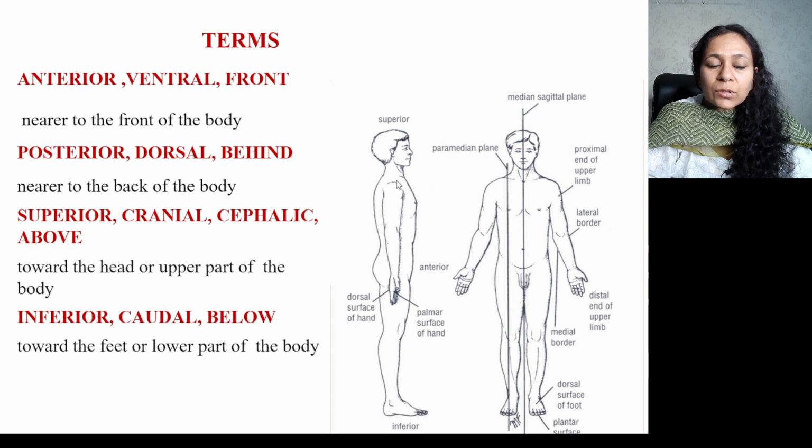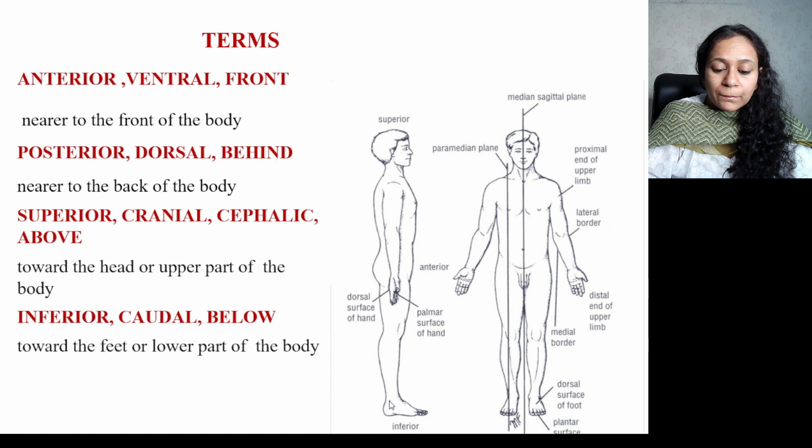Okay. So superior is also known as cranial, cephalic, above. These are the other synonyms which you can use. This is the inferior aspect, that is known as caudal, below. And the inferior is always towards the feet, or the lower limb is the inferior aspect. This is the inferior extremity, which you will use once we are talking anatomy.